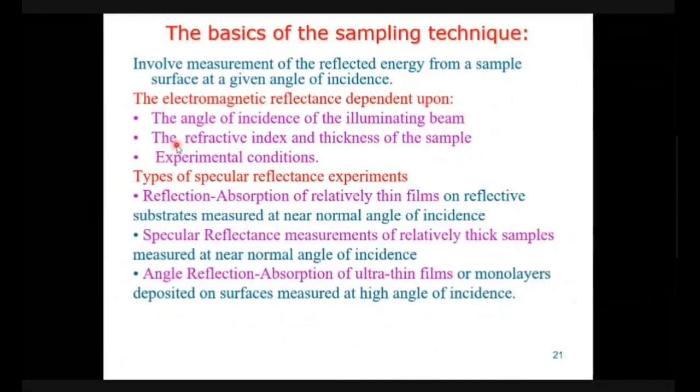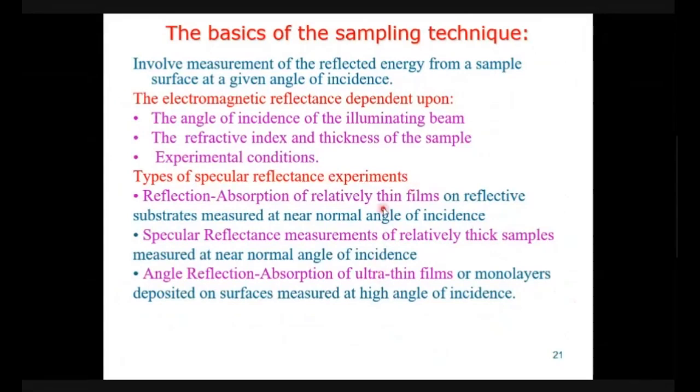Then the refractive index and thickness of the sample contribute to the more or less absorption of the infrared radiation. And third is experimental conditions. Now experimental conditions will generally involve the temperature of the surroundings and moisture content of the atmosphere and so on. Okay, types of specular reflectance experiments.